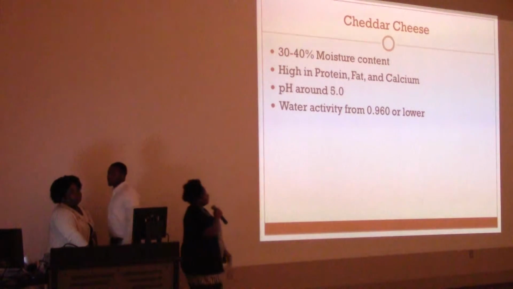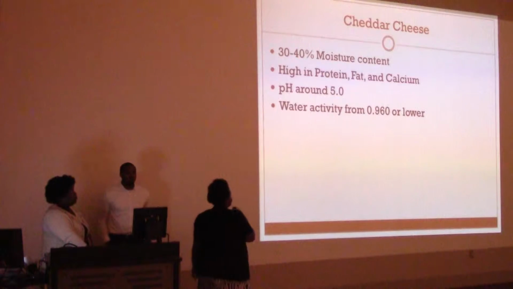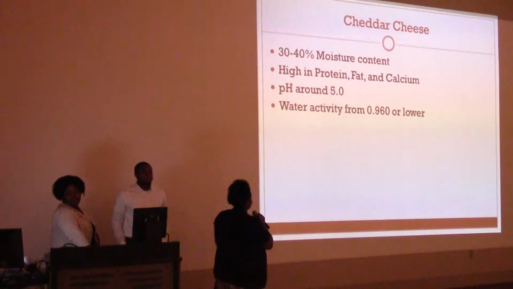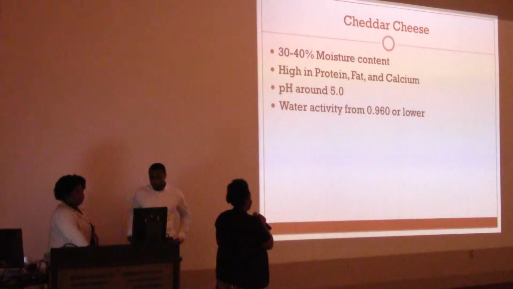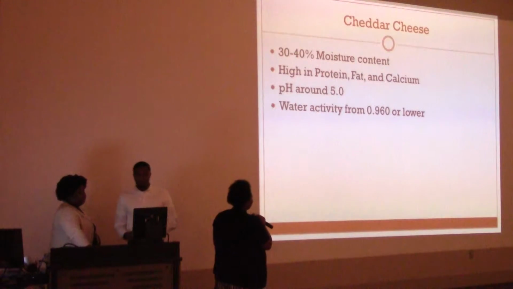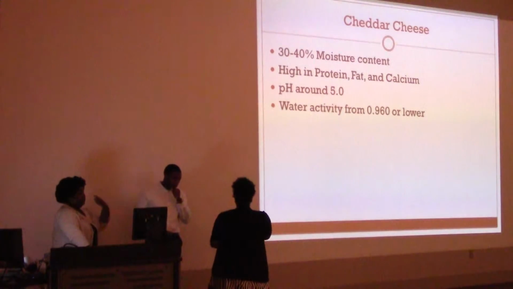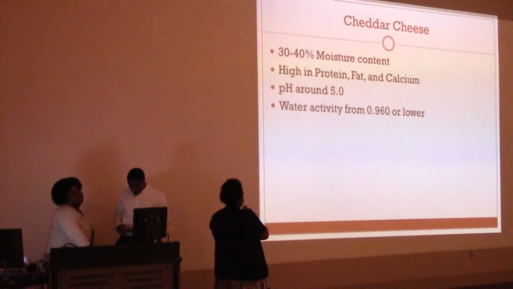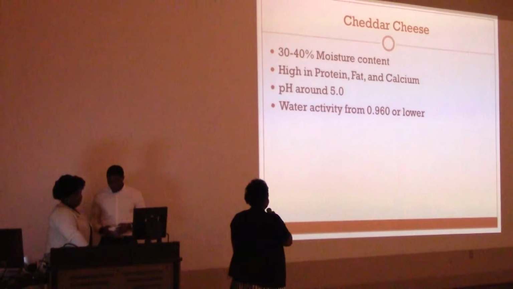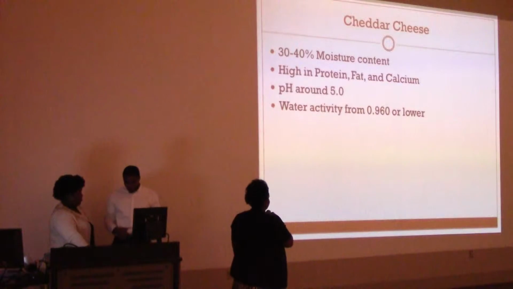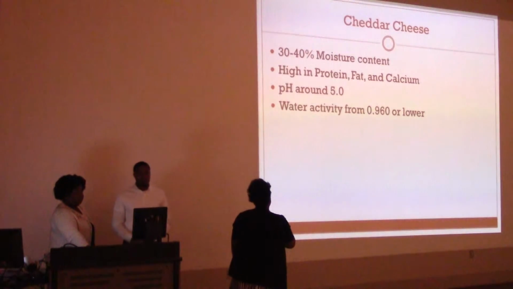Okay, so we have our cheddar cheese here. Cheddar cheese has a 30 to 40% moisture content. It is high in protein, fat, and calcium, so it's good for the protein and the calcium, not so much the fat. And the pH is around 5, and the water activity is around 0.96 or lower.